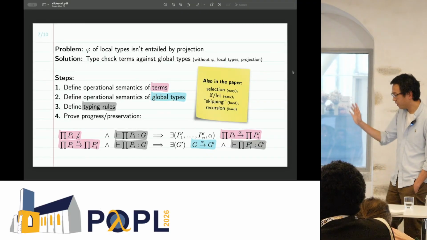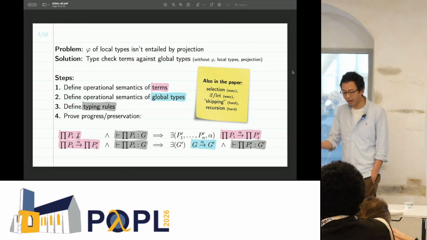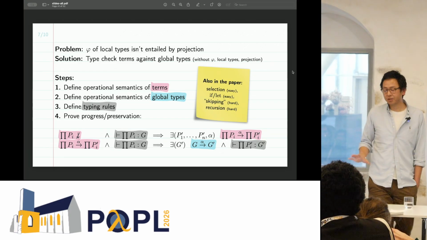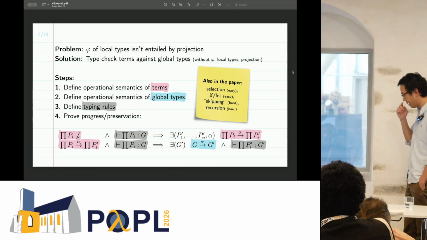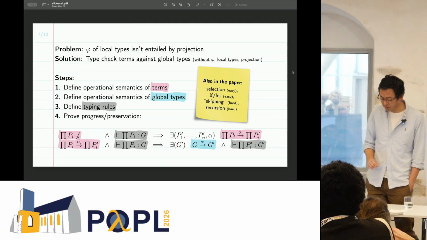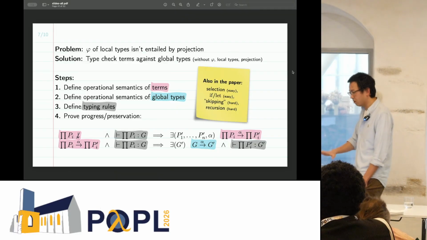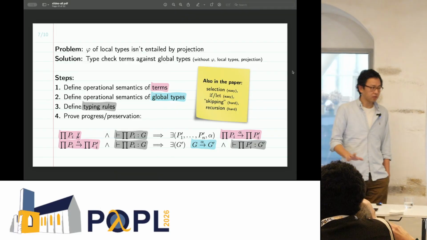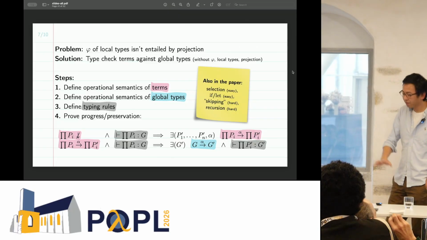Now in the paper we have lots of additional features in our language, so we also have branching and selection, both at the type level and at the term level. We have recursion, right? So you can have cyclic transition structures as well. We have if and let, so ultimately this program calculus is Turing complete. And we have something called skipping.